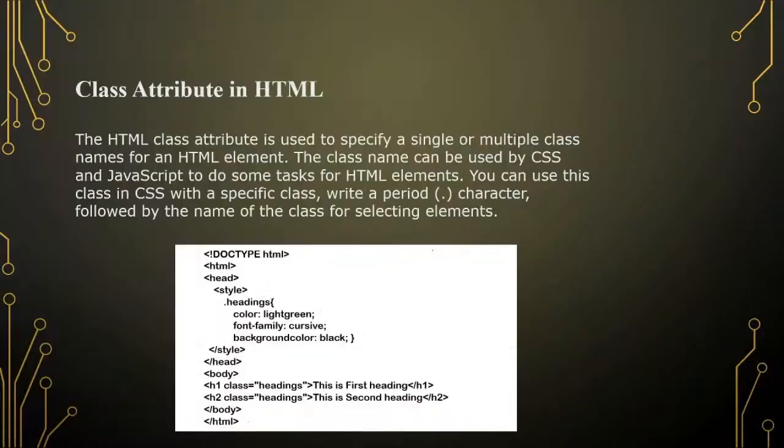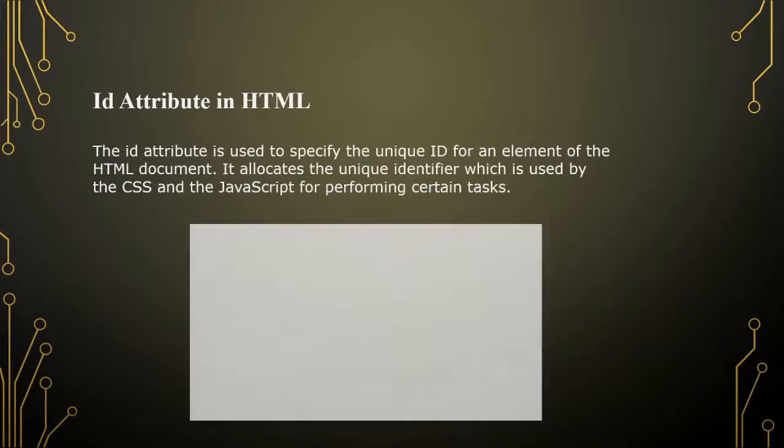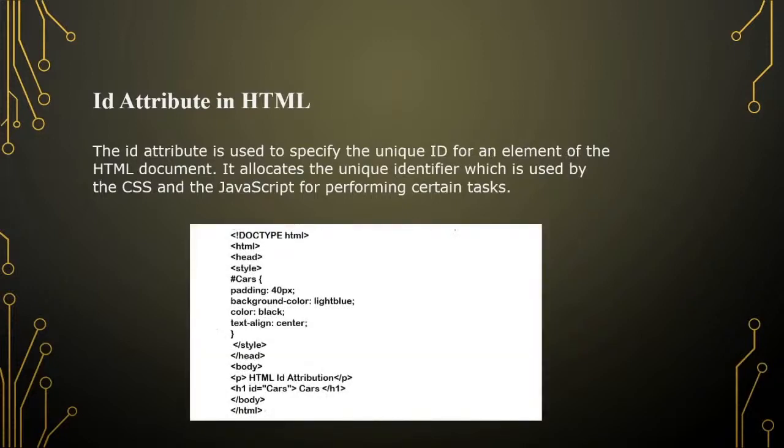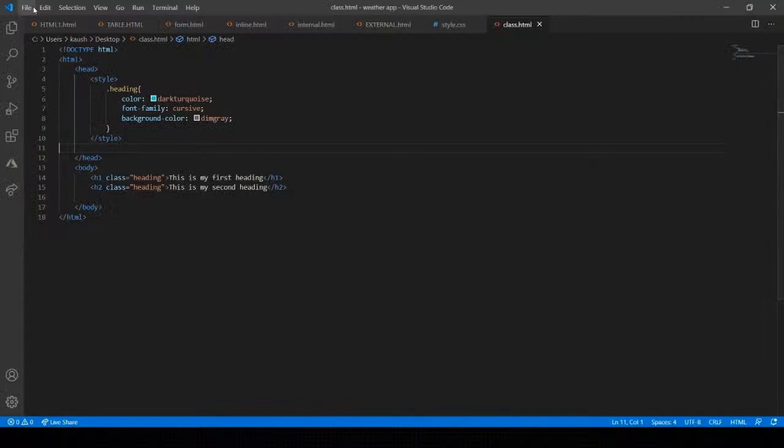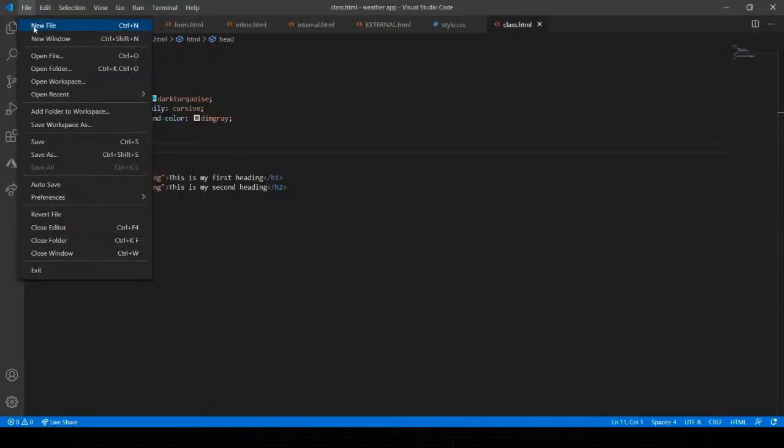Now coming to our next topic, we'll be doing ID attribute in HTML. The ID attribute is used to specify the unique ID for an element of the HTML document. It allocates the unique identifier which is used by the CSS and JavaScript for performing certain tasks. So let me show you with a practical what this means, and then you understand it better.